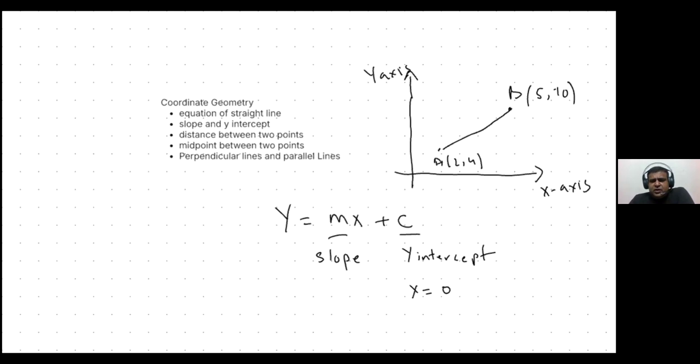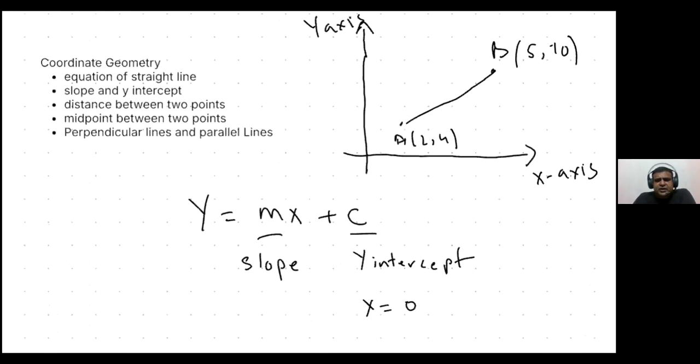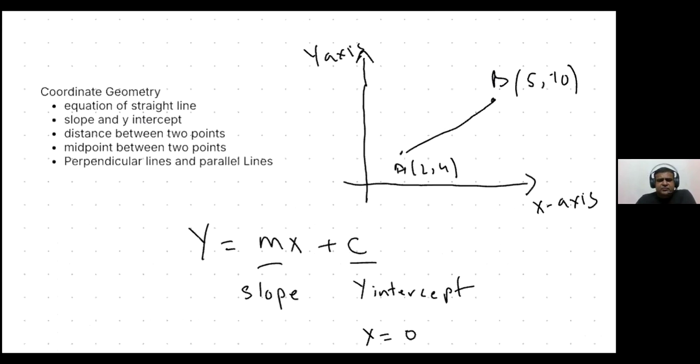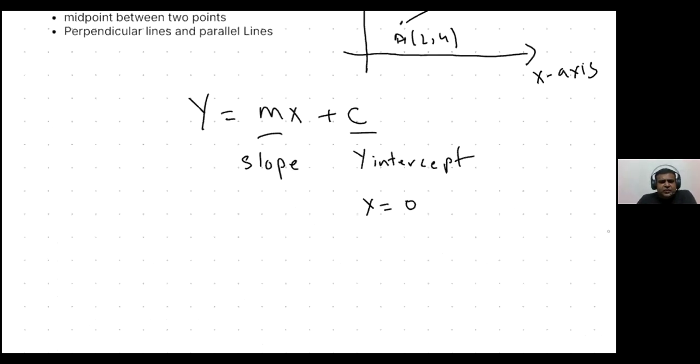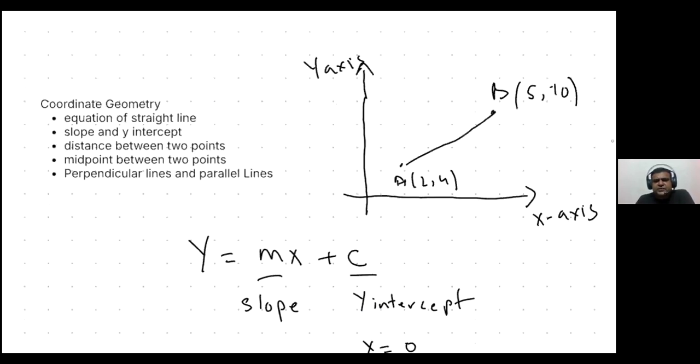Now let me show you quickly how we can calculate the slope of the line if 2 points are given, how we can find the y-intercept, and also how we can find the equation of the line. Slope is basically m, which is y2 minus y1 divided by x2 minus x1. So it's change in y divided by change in x. Looking at our points, y2 is 10 and y1 is 4, so we do 10 minus 4.